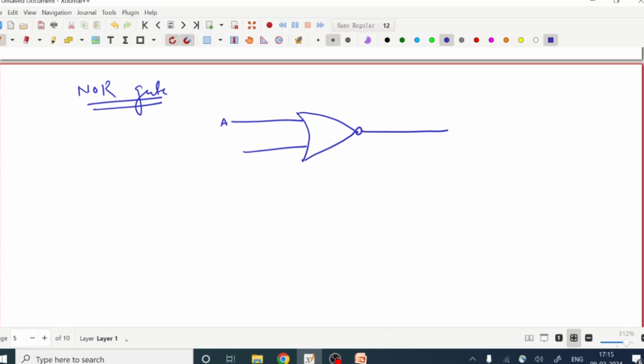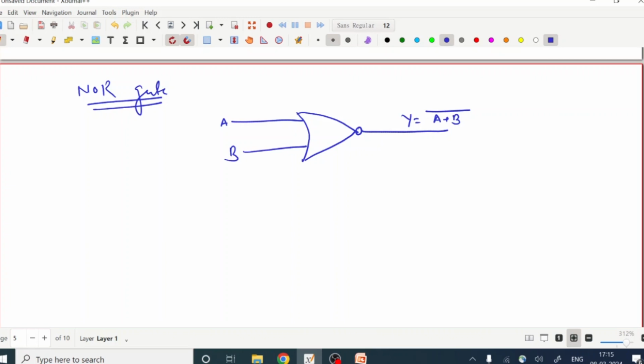Here A and B are the inputs, and what will be the output? Y is written as (A plus B) whole complement. A plus B is the output of a two-input OR gate, and we take the complement of the whole. This gives a NOR gate. The output of a NOR gate is a complemented form of the OR gate.